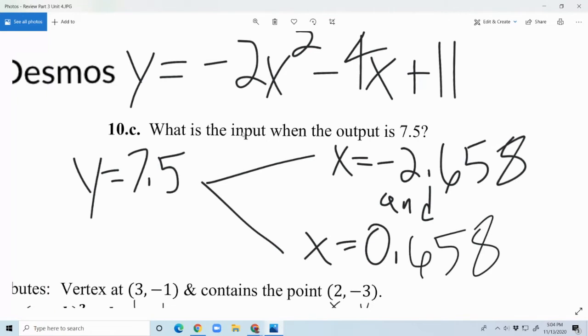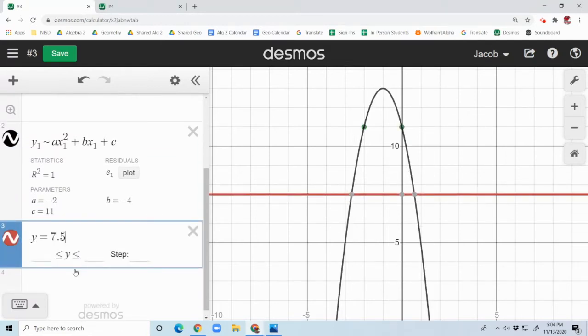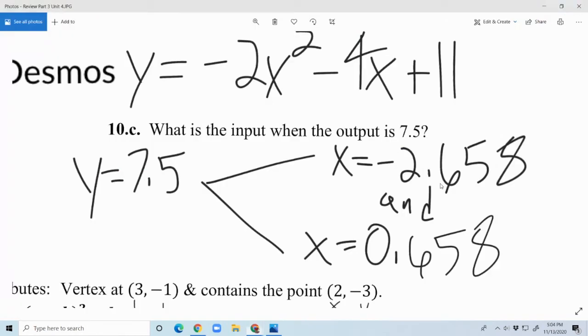10C says, what is the input when the output is 7.5? So it's basically saying, what is the x value when the y value is 7.5? So type in y equals 7.5 into your graph, and then get the intersections. There'll be two answers because this is a horizontal line. And so -2.658 and 0.658 are my two answers.